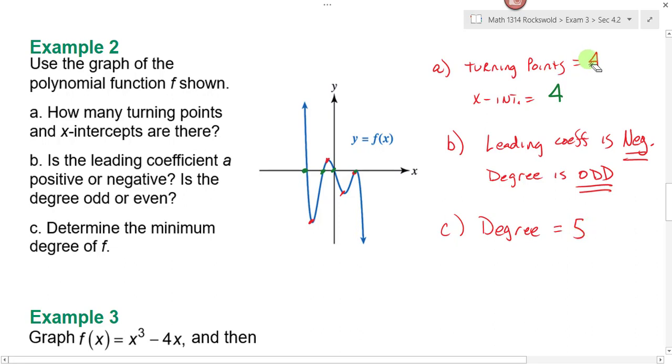Now, I could have fewer turning points. I could have 2 turning points. I could have 2 or 4 or 0 turning points and still have a 5th degree. But anytime you have an x-intercept where the graph just touches, that's called a double root. And so that x-intercept would be a squared value.